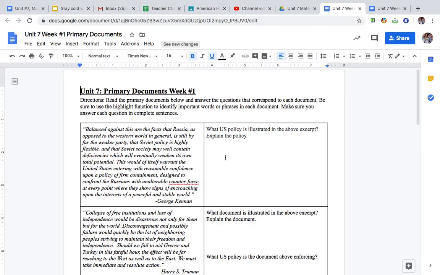So reading the first one, balanced against this are the facts that Russia, as opposed to the Western world in general, is still by far the weaker party.